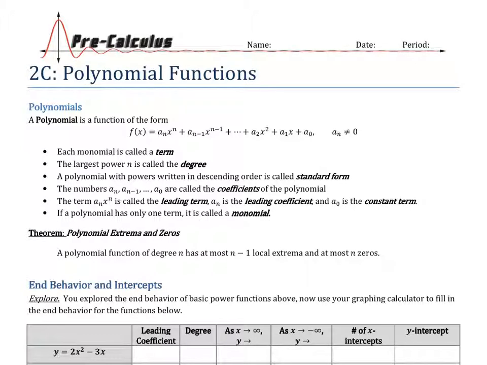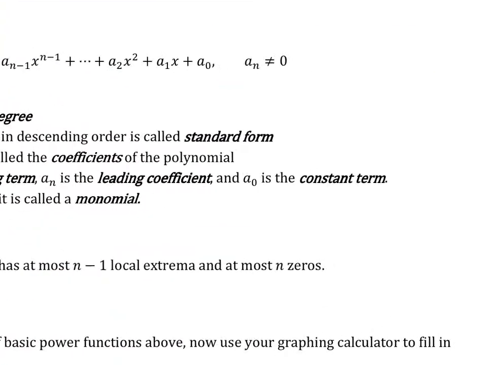A polynomial is a function of this form: f of x equals a sub n x to the n, plus a sub n minus 1 times x to the n minus 1, and so on. We have a whole bunch of expressions here separated by addition signs. These are called terms. Now, if that's confusing, you might think of a specific example, something like this.